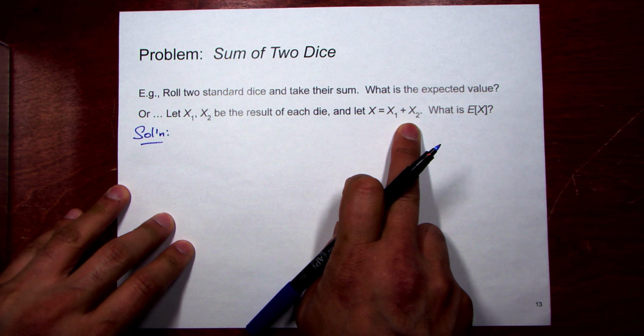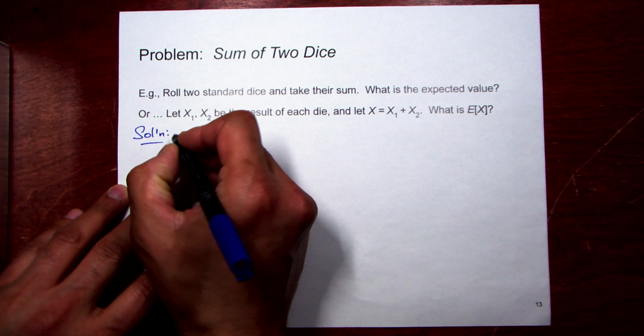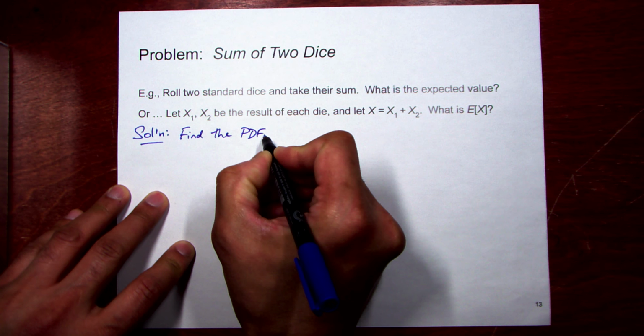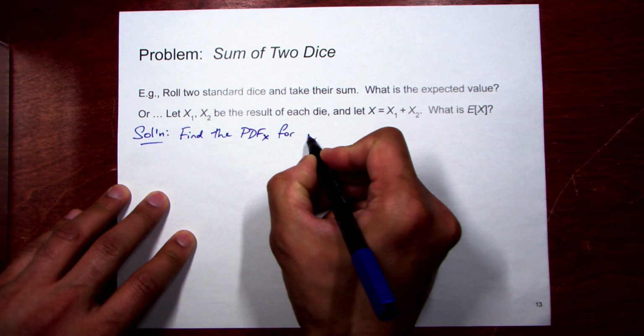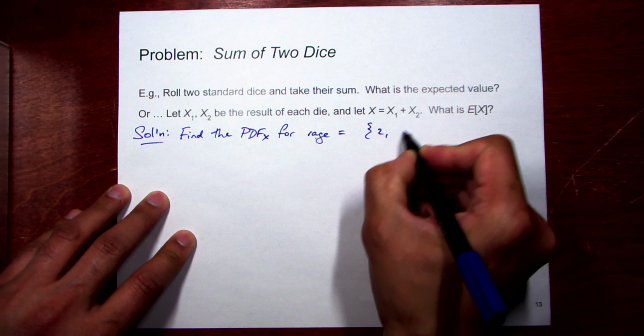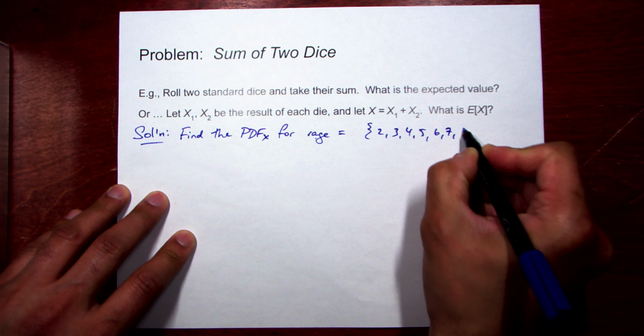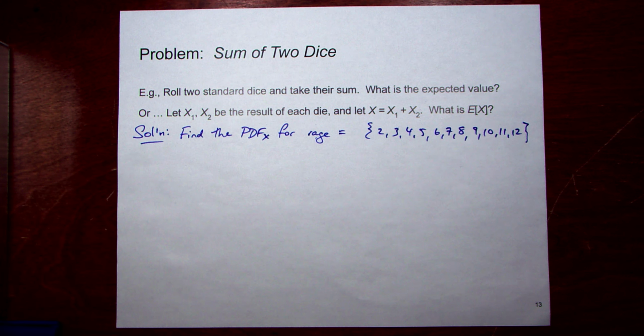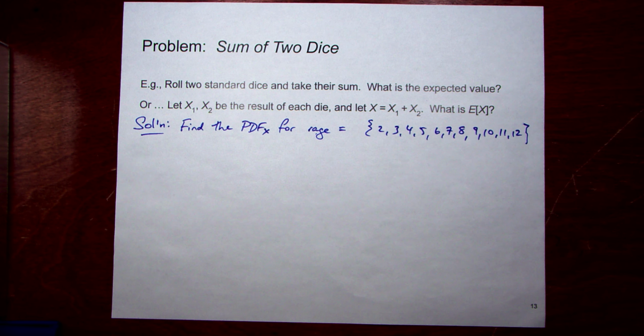We know how X should behave. The range is 2 through 12, and we can compute the probabilities of each. So the PDF of X for the range 2, 3, 4, 5. I'm not using dots here because we're going to do a computation. All the numbers 2 through 12 listed out there, and each of those has a probability. We're going to multiply these results with their probability and add them all up. That's what the formula tells us to do anyway.